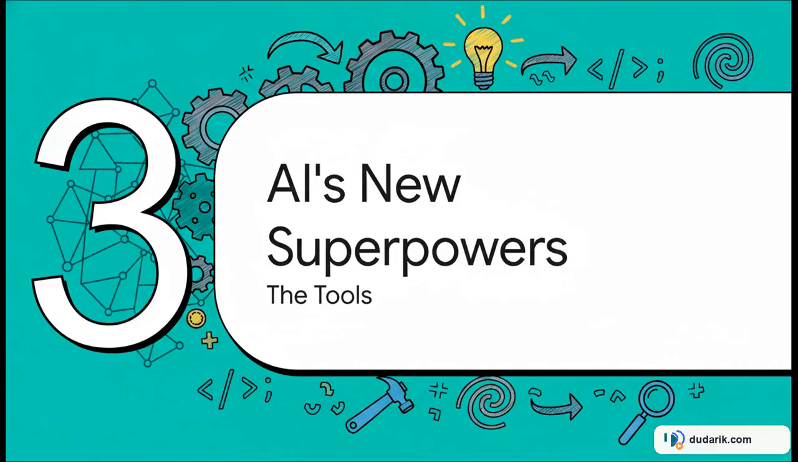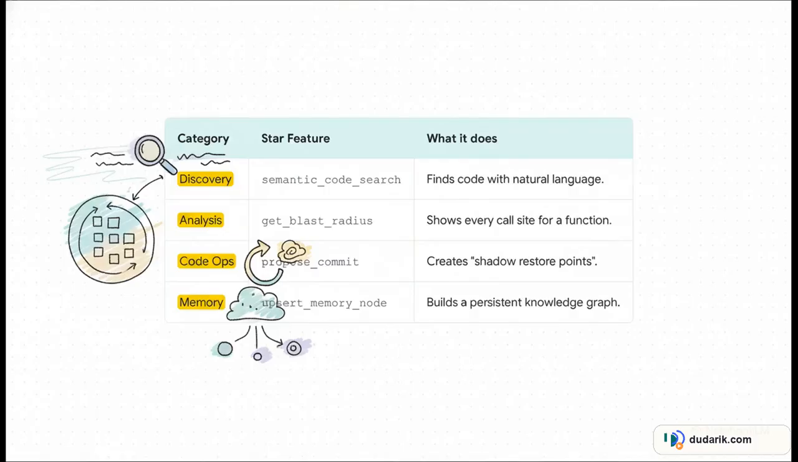Context Plus gives your coding assistant a whole new set of tools that completely level up what it's capable of. These tools basically fall into four main buckets. You've got discovery, so you can find code just by describing it. Analysis, to figure out the full impact of a change before you make it. Code ops, which gives you a safer, AI-friendly undo system. And memory, which lets you build up a persistent knowledge base about your project that doesn't disappear when you close the chat.